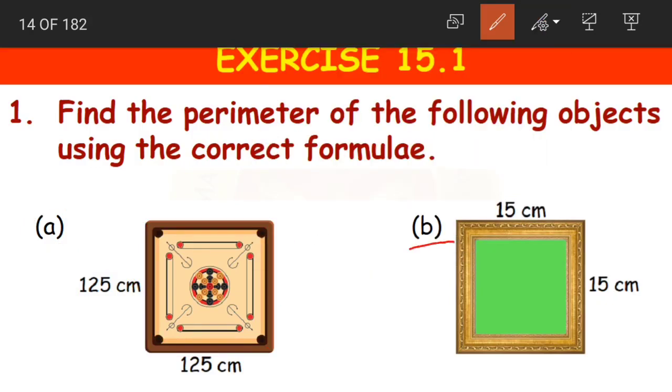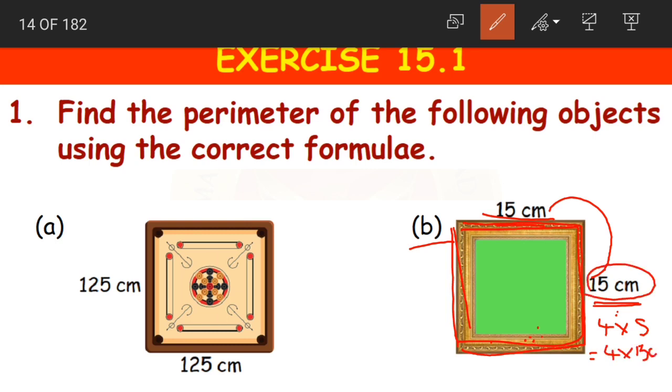Now coming to question B, we are having a frame here. And again, what is the length of the sides that is given? It's given as 15 centimeters. See, for these two it is 15 only. Again, this is also in the shape of a square. So what will be the formula again? 4 into S, that is equal to 4 into, what is S here? The length of the side, that is 15 centimeters. 4 15s are 60. So 60 centimeters is the perimeter of the second figure.